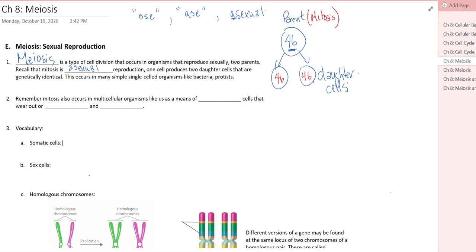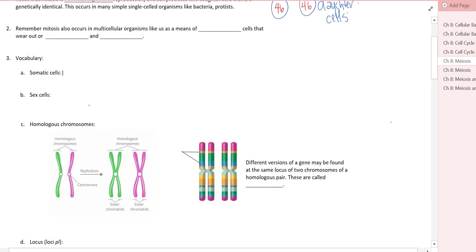All right, but that is the fundamental difference in meiosis. And if you think about meiosis is responsible for reproducing our sex cells, our sperm and our egg, and those will have a very different number of chromosomes.